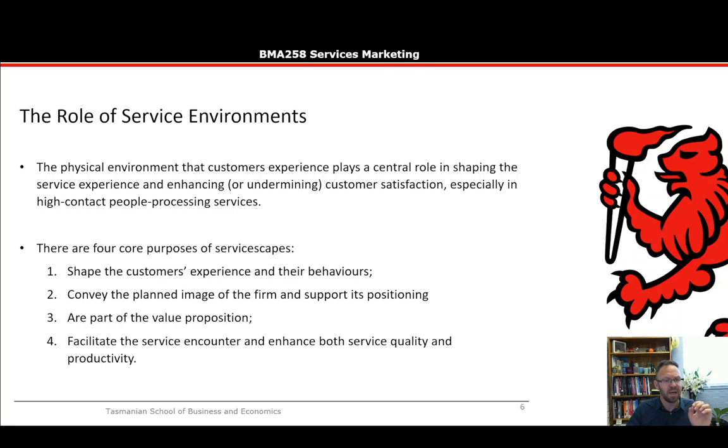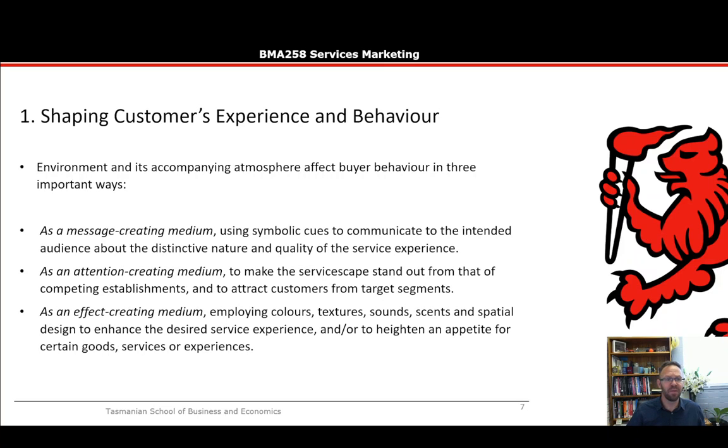So the first one is servicescapes shape the customer's experience and their behaviours. Servicescapes also convey the planned image of the firm and support its positioning. Servicescapes are also part of the actual value proposition of the service which we deliver. And last of all, servicescapes facilitate the service encounter and enhance both service quality and productivity. So let's have a look at the first element of those, which is shaping customer experience and behaviour.